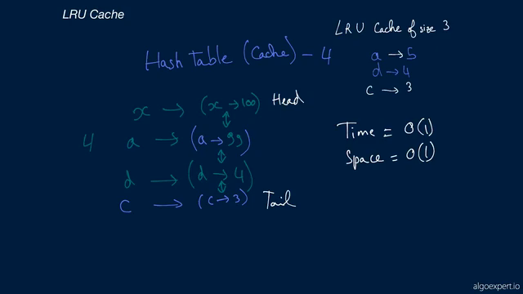You're really just leveraging the great aspects of both data structures, a hash table and a doubly linked list, and merging them together to take advantage of them. So with all that being said, let's actually dive into the code walkthrough.